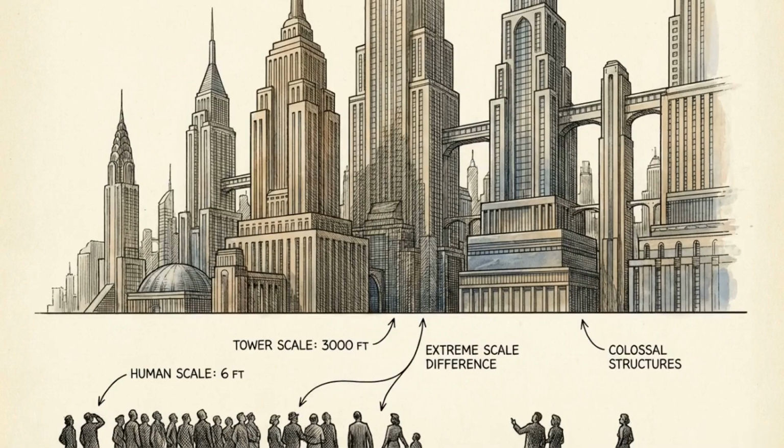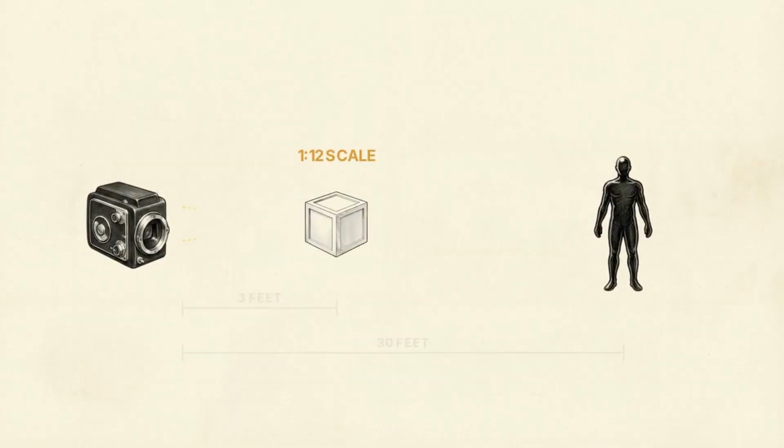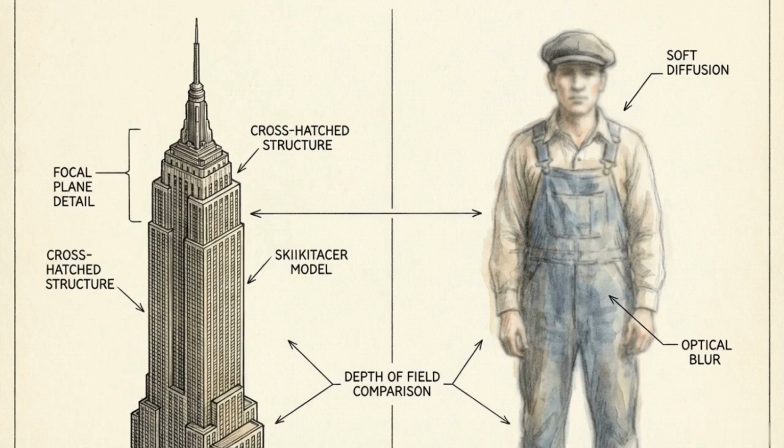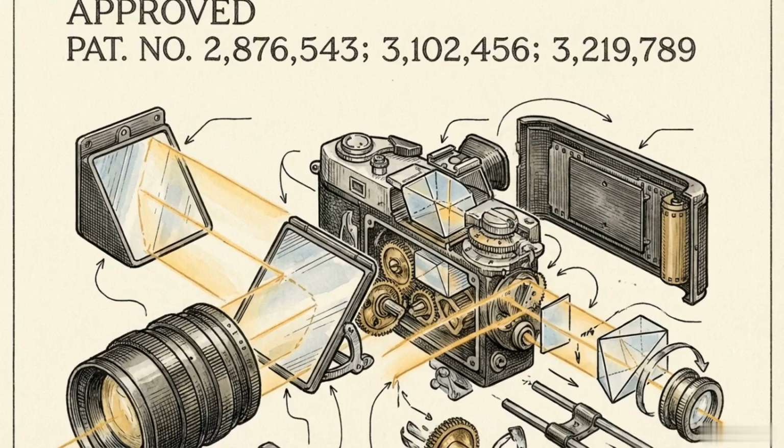In 1927, the film Metropolis needed to put live actors inside a massive futuristic city. The depth of field paradox dictates that a camera lens cannot hold simultaneous focus on a 1:12 scale miniature 3 feet away and a live actor standing 30 feet away. One of them will always be blurry. To bypass this limit, cinematographer Eugen Schüfftan designed a physical focal bypass that became known as the Schüfftan Process.